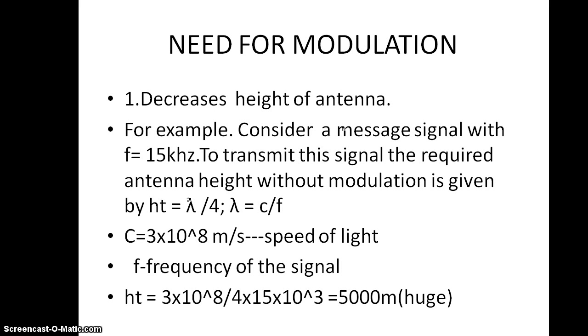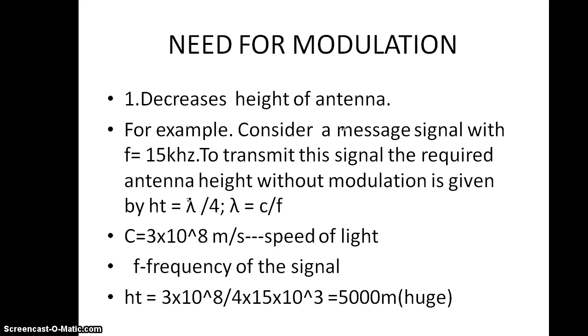Let us consider a message signal. All message signals, that is, the baseband signals, will fall within the range of 0 to 20 kHz. For example, let us consider a message signal with frequency 15 kHz. In order to transmit the signal, we are going to calculate the required antenna height without modulation, and we'll also calculate the antenna height with modulation.